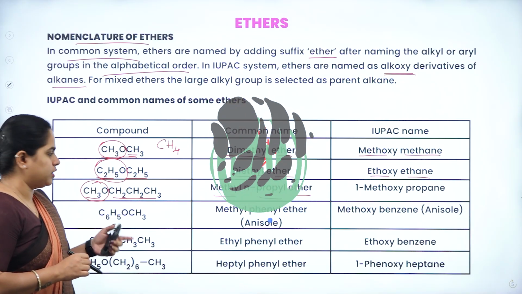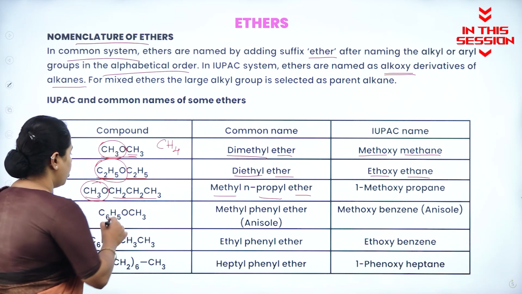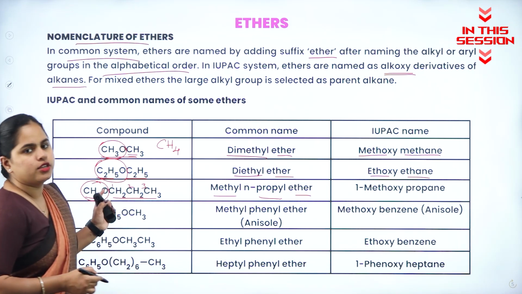Methyl will be the smaller one, so that will be considered as the alkoxy. So this will be methoxy. And how many carbon atoms are here? 1, 2, 3. So it is propane.